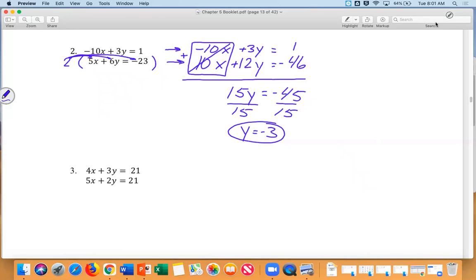Now from here, I have three equations: the two original and then the bottom one in the second column that I created. I want to pick an equation that's going to be easier for me to figure out what x is. I think the bottom one of my originals, 5x plus 6y equals -23, is easier. In the top one, I have -10x, which means I'd have to divide by a negative, and that's an opportunity to make a mistake. So I'm going to write the bottom one.